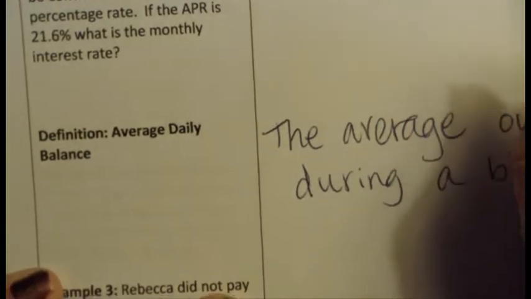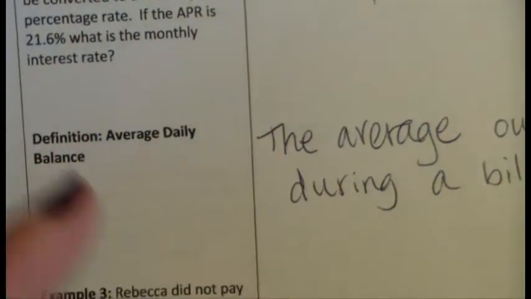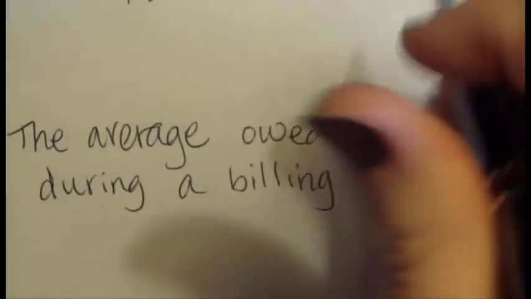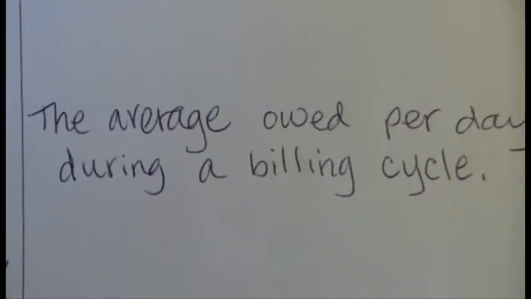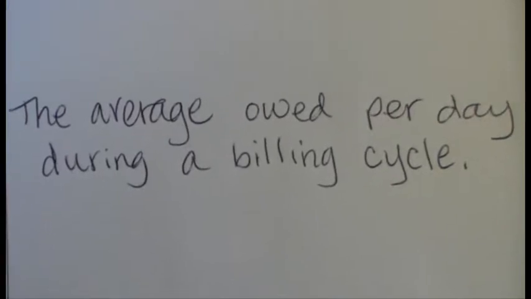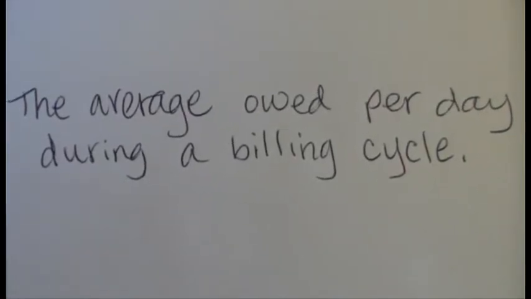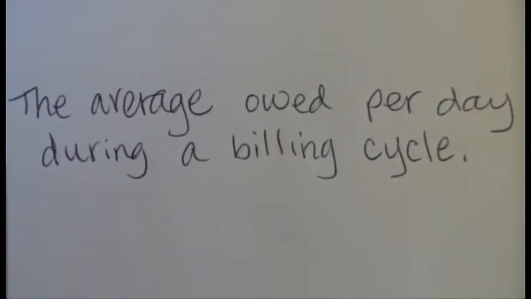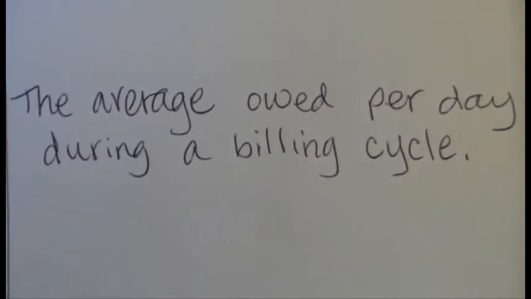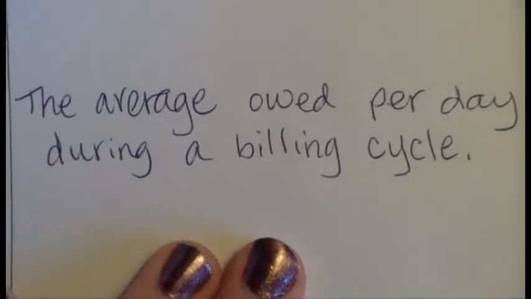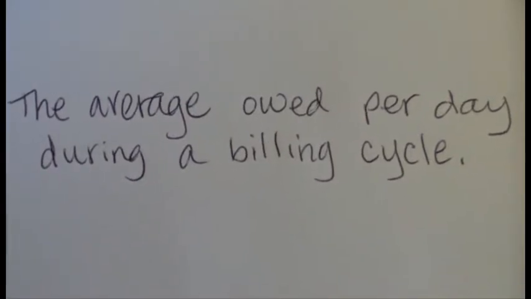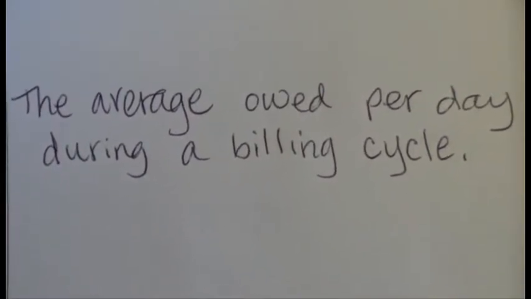On your bill, it'll tell you how many days are in your billing cycle: 30, 28, whatever it might be. Depending on any purchases or payments that you make throughout the month, how much you owe on your credit card can go up or down. To figure out your finance charge, they're going to take what's called the average daily balance and use that to calculate your finance charge.